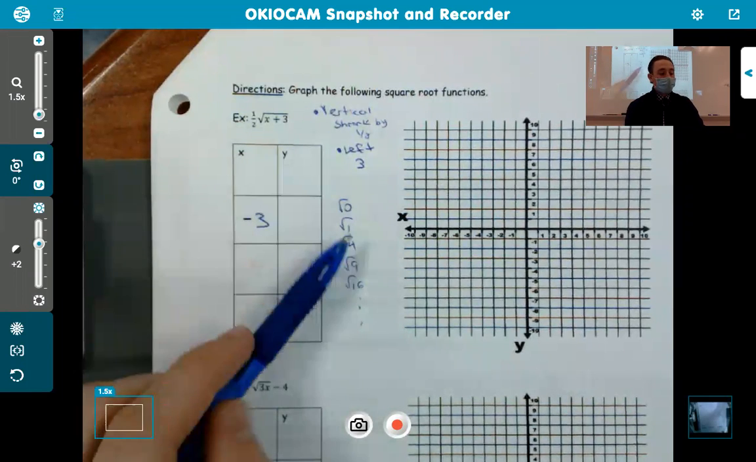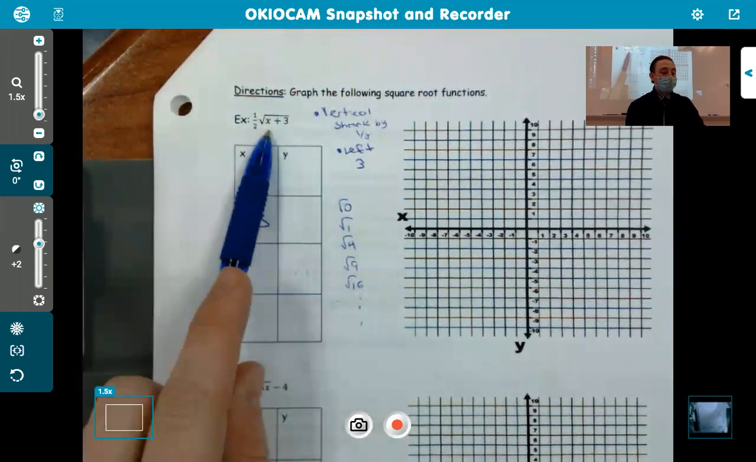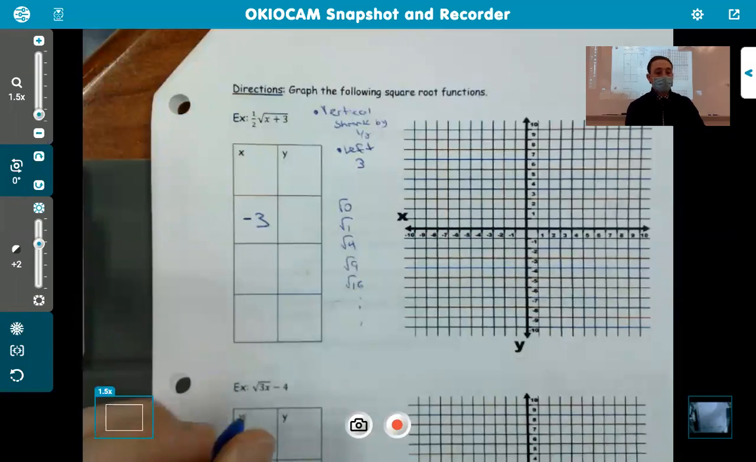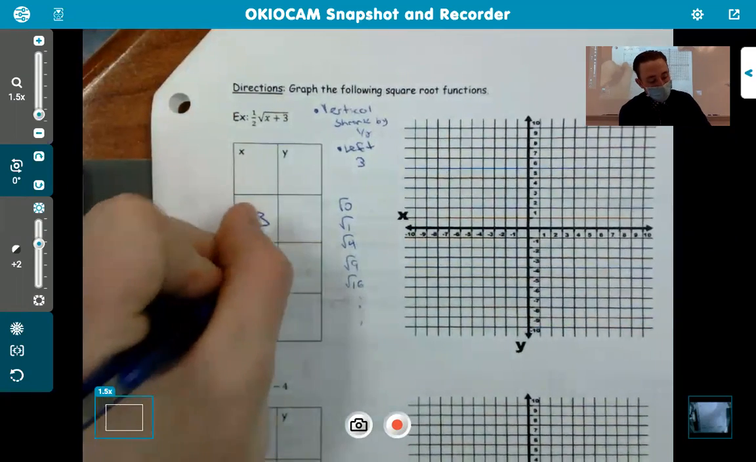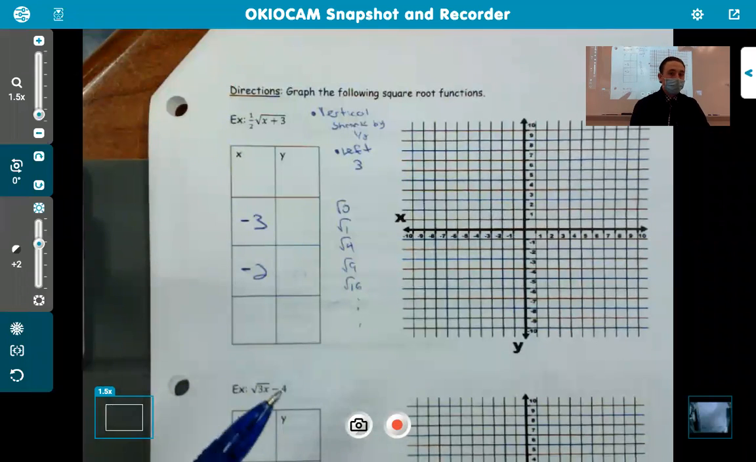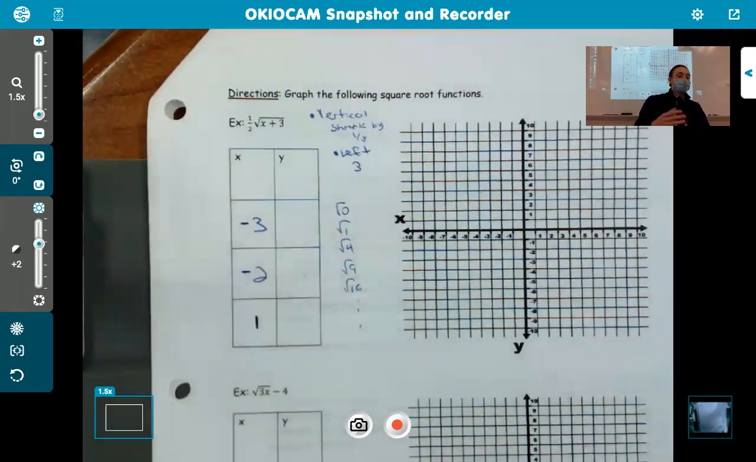My next perfect square would be 1. Well, what number should I plug in for x so I have 1 underneath my square root? -2. Good. How do I get the square root of 4? If I plug in 1, right? Take it step by step, right? Don't try to do too many things at once. Just choose those x values, then go back and start to evaluate.